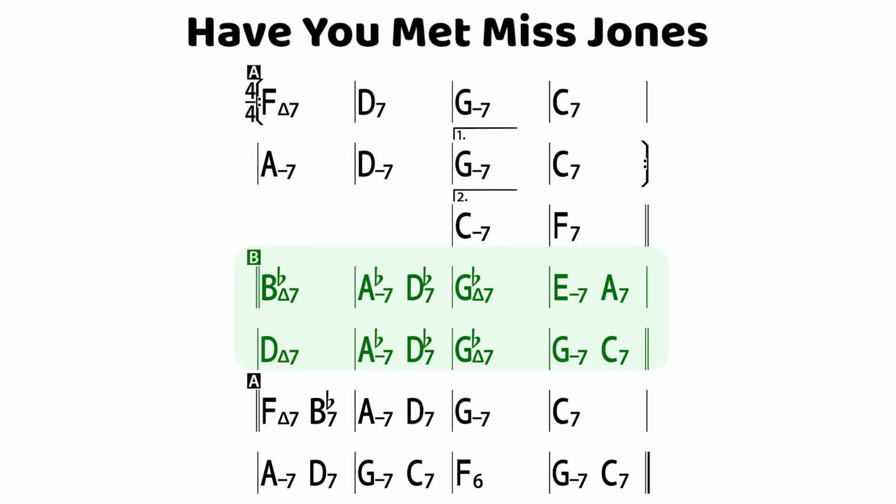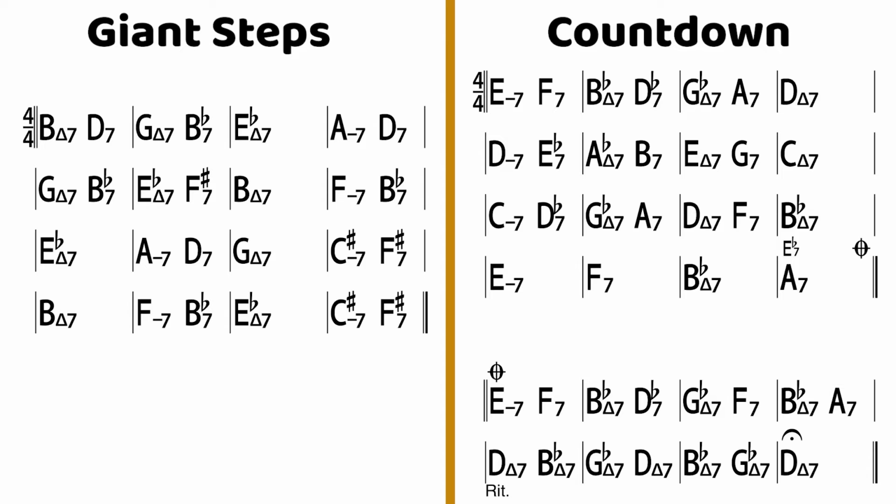Hey guys, today we're going to look at how to play matrix cycles in jazz, which are commonly known as Coltrane changes. These cycles use harmony that moves either up or down in major thirds. Originally, these chord changes were used in jazz standards like Have You Met Miss Jones, and Coltrane then popularized these cool changes in tunes like Giant Steps and Countdown.